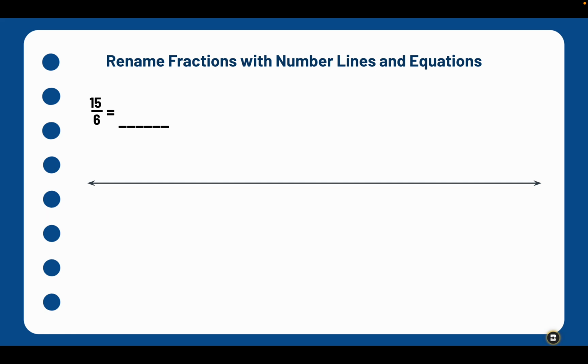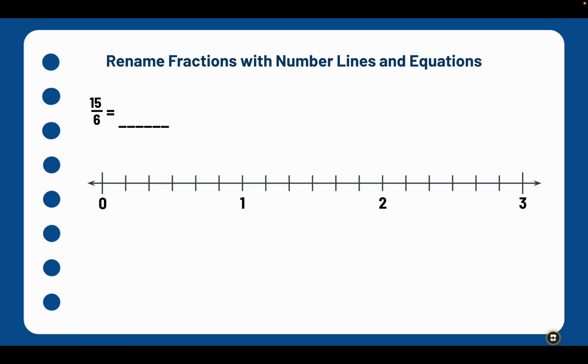Let's try renaming another fraction as a mixed number. This time we will do 15/6. For this number line, we know that 6/6 is equal to 1 whole, 12/6 is equal to 2 whole, and 18/6 is equal to 3. So 15/6 is going to be somewhere between 2 and 3 on the number line.